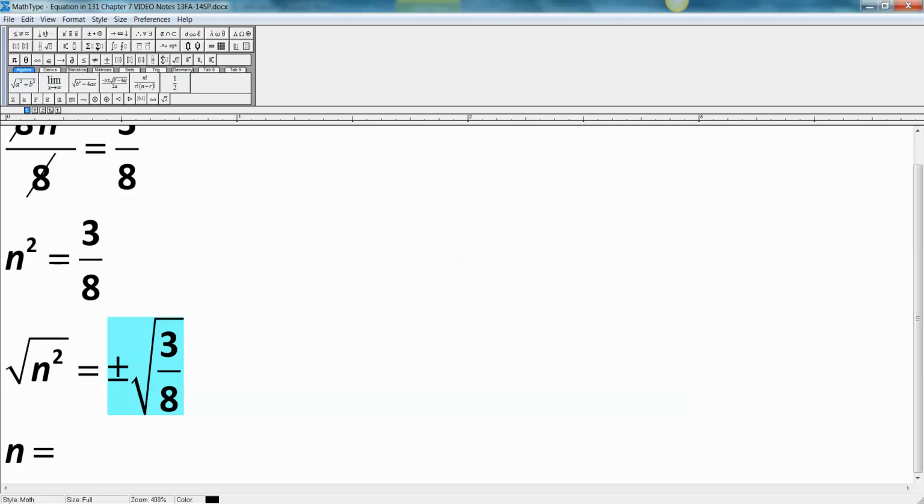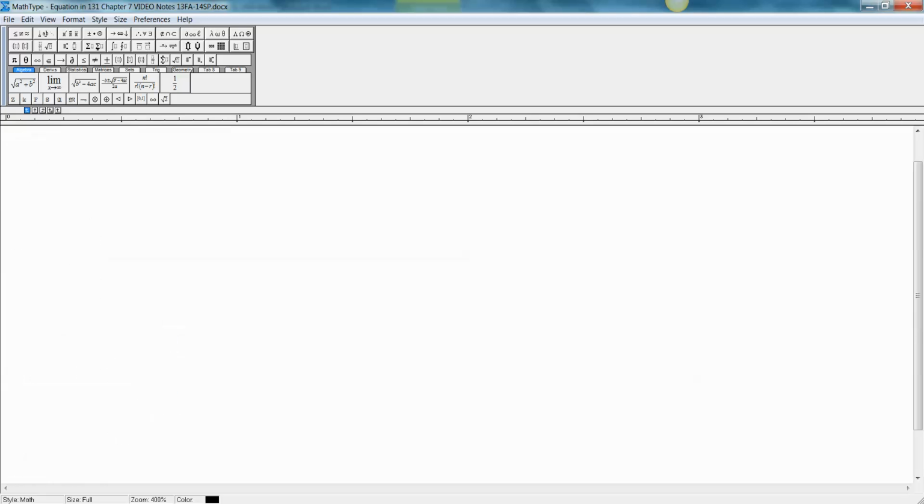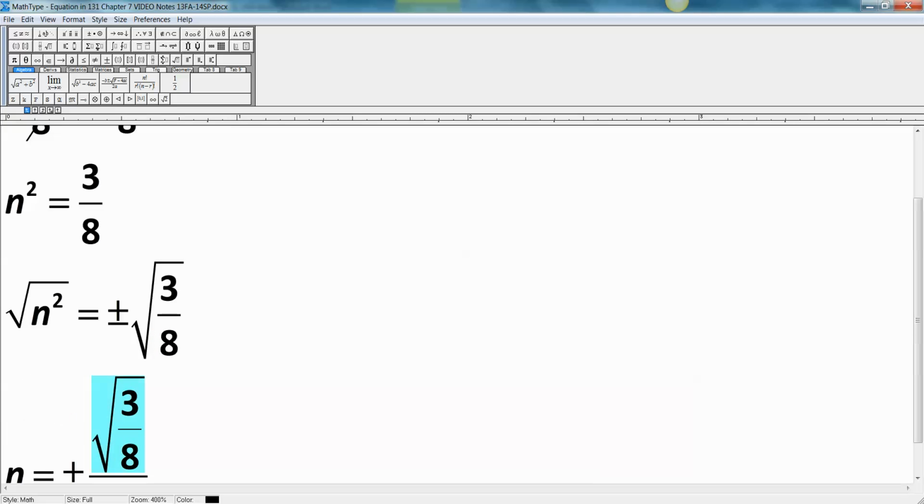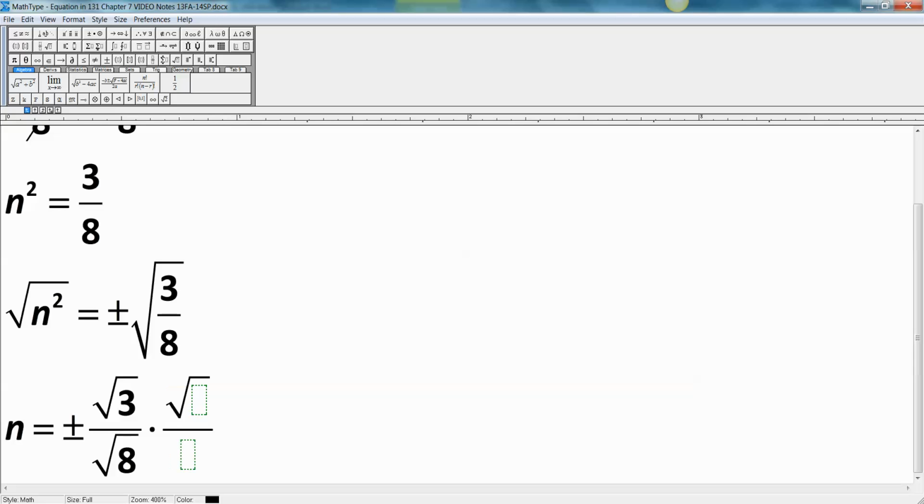This is terrible. So we're going to have to break this up a little bit. So this is plus or minus square root of 3 over the square root of 8. But you're not allowed to leave a square root of 8 in the denominator like that. So you're going to have to multiply by what it's going to take to make it turn into a perfect square. 8 is not a perfect square, but 8 is 4 times 2.